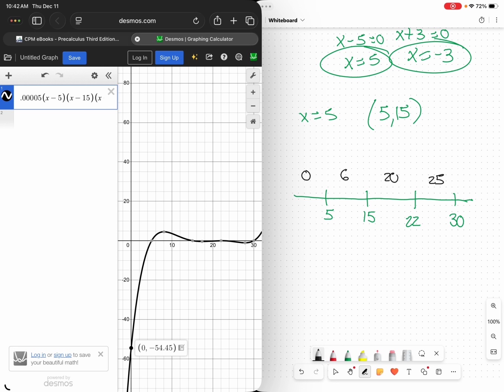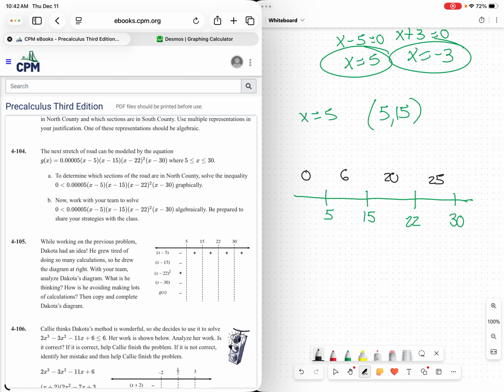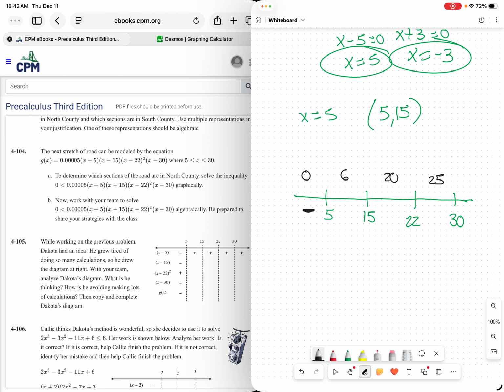The zero value's down here, right? So if I plug that into my calculator, I'm going to get a negative value. So that means it's going to be negative down here. Okay, for 6, I'm going to get a positive value. I don't have a calculator to show you, but again, you're just plugging this back into the original equation. For 20, I'm going to get a negative value, right? And then for 25, I'm going to get a negative value. Finally, after 30, I will get a positive value.